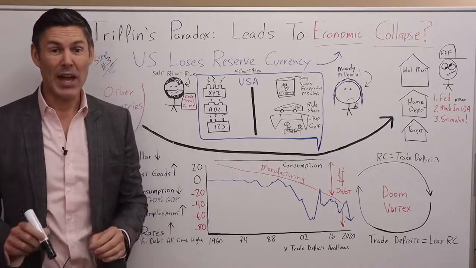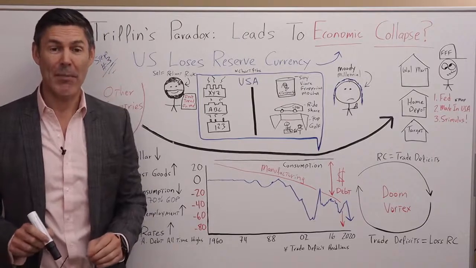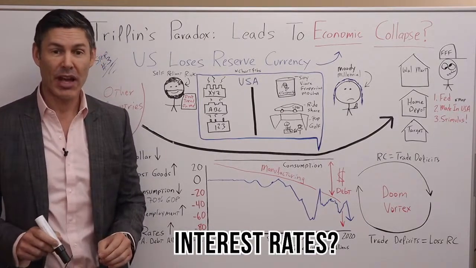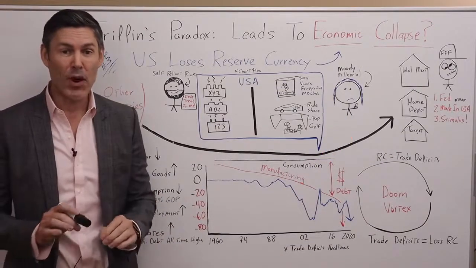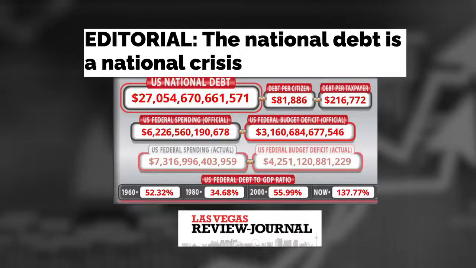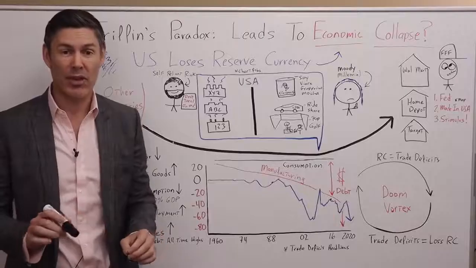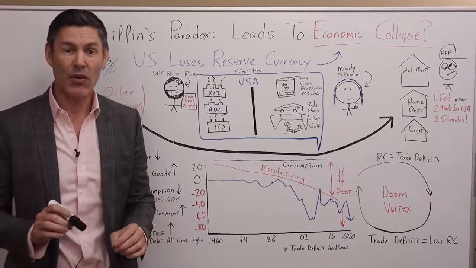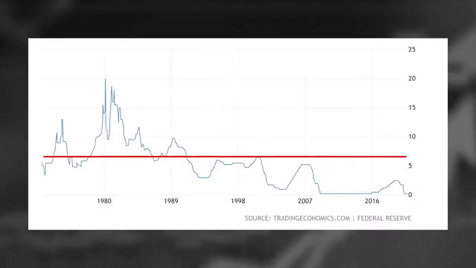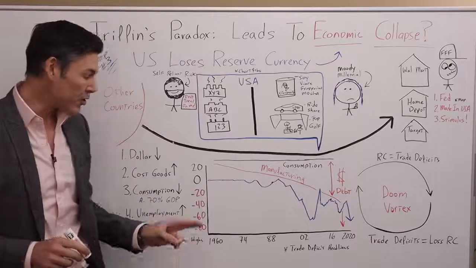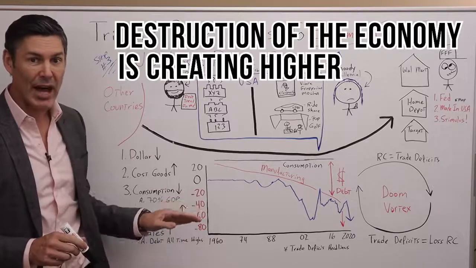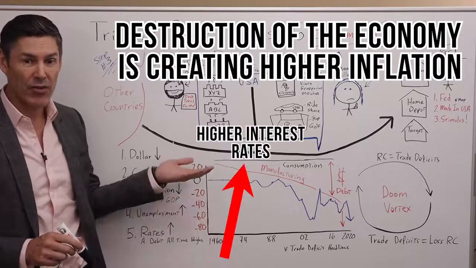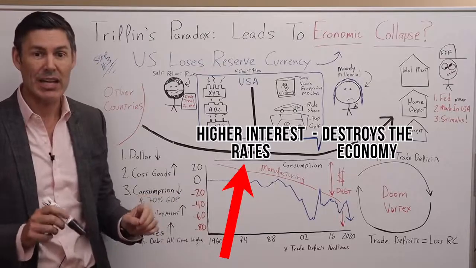Oh, but wait, there is more. If we have this stagflation, what is going to happen to interest rates? They're most likely going to go up, and up very, very high. And keep in mind, right now we have so much debt in our society at a sovereign level, a consumer level, and a corporate level, we can't even handle 1% or 2% interest rates, let alone normal interest rates at 5, 6, or 7%. So we have another doom vortex that's created, that the destruction of the economy is creating higher inflation, which creates higher interest rates, which destroys the economy even further.